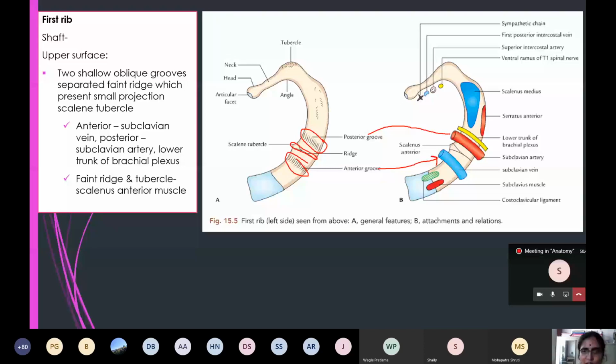This faint ridge and tubercle provide attachment to a thin layer of muscle of the neck. So it is known as scalenus. Scalenus means layer. It lies anteriorly, so the name is scalenus anterior. This is the key feature of the first rib. Clear? Upper surface clear, all of you?